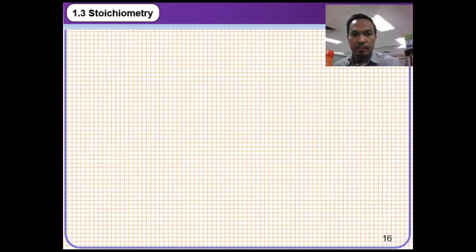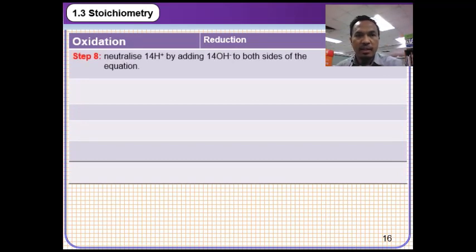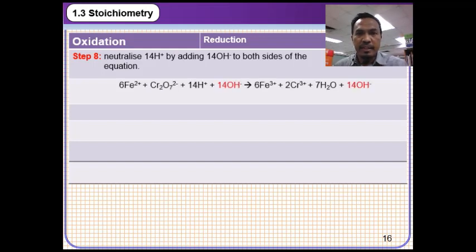Okay, let us look at the example here. Assuming we use the same equation from the acidic medium, you stop at step number 7 for acidic medium. If you do it for basic medium, we proceed to step number 8. See here, we add 14 hydroxide according to the 14 H plus here. So we also add the same number of hydroxide ions at the opposite side.